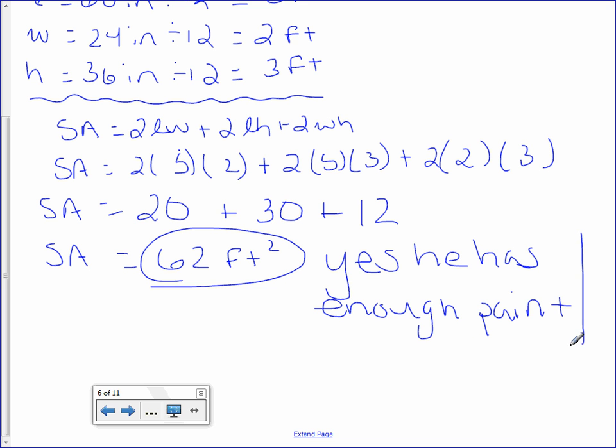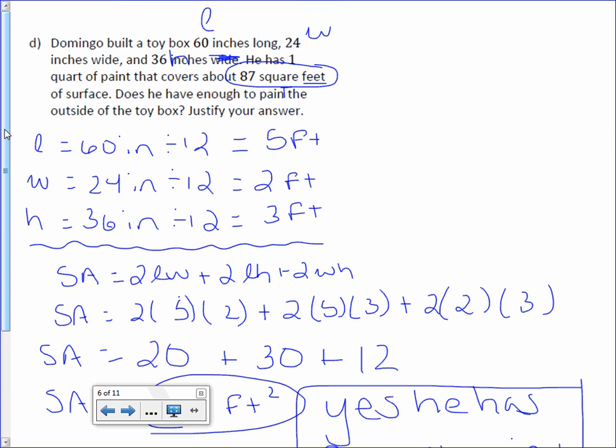And that is our answer. The justification is all of the work we've shown above.